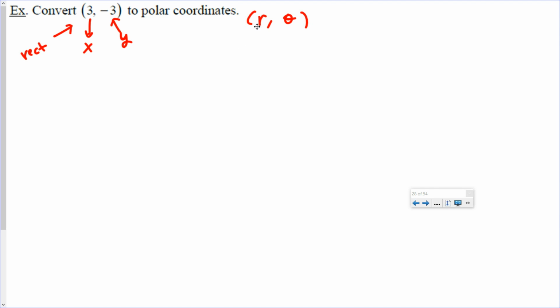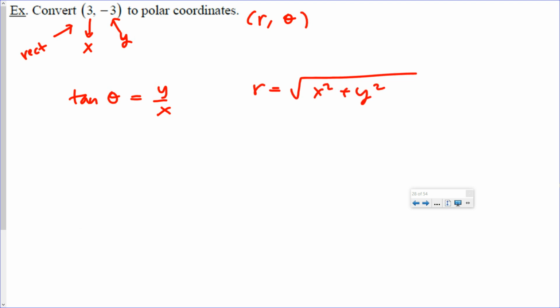I want to move it to r and theta. The way you do this is different from the way we did moving polar to rectangular. What you do is you use your tangent formula and your Pythagorean theorem formulas. Your tangent formula here, because we want to keep the theta. So what's y over x here? Negative 3 over 3, which is just negative 1. So what I have is tangent theta is negative 1.